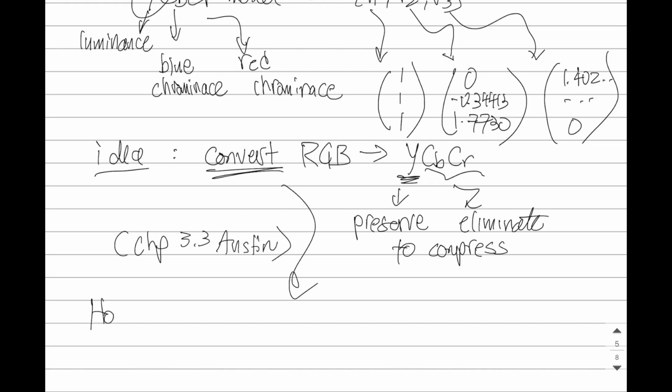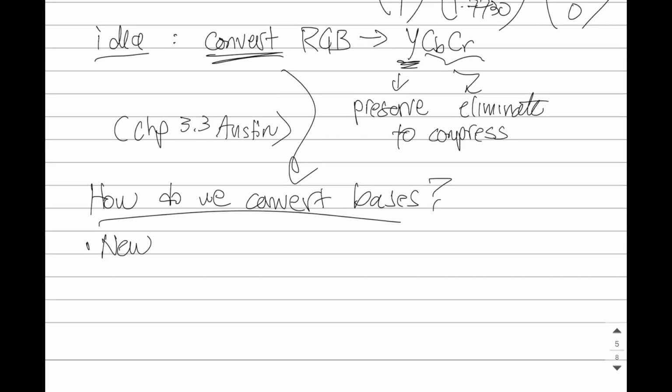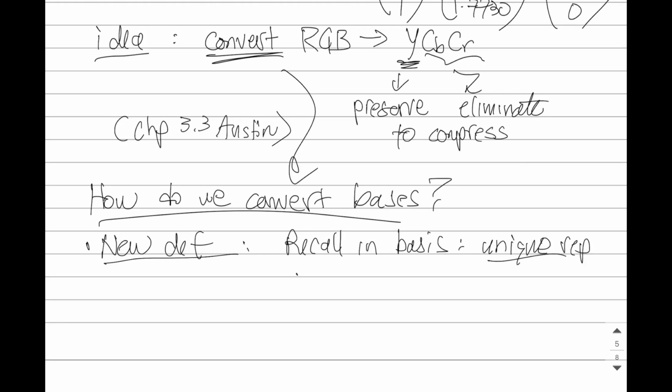How do we convert from one basis to another? Before we get to this, we need to introduce a new idea, so we need another definition. Now remember that when you are in a basis, there is a unique representation of any vector in your space, Rn. If you have a basis for Rn, we've already discussed that by definition, it has to be a spanning set, so there have to be enough vectors to create anything, and it has to be independent, so you can't have too many. You don't want any duplicates.